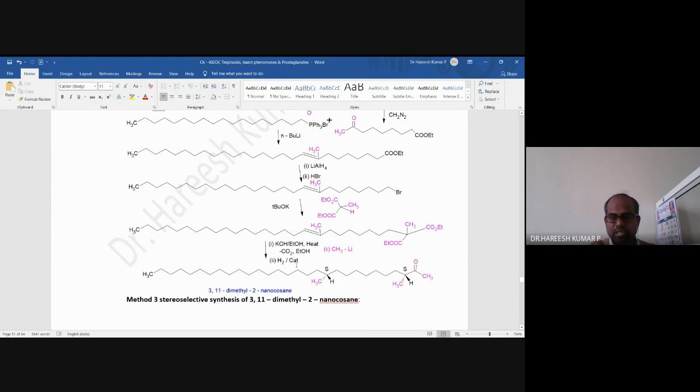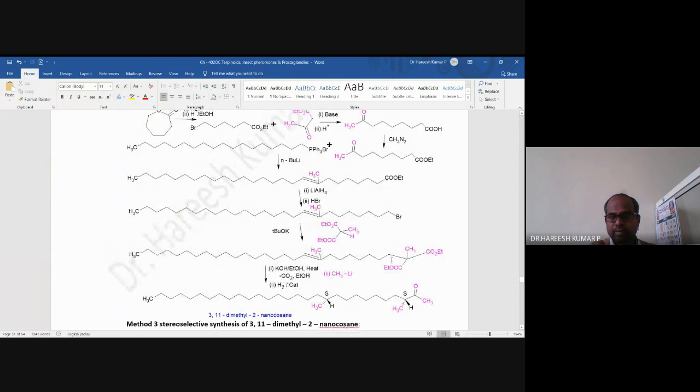And this hydrogenation in presence of catalyst converts this double bond into single bond. And here one more step, that is methyl lithium. This methyl lithium, treated with the monocarboxylic acid attached to this carbon, converts it into a ketone. So this is how the second method of preparation of nanocosane is obtained. Okay, I will just repeat.